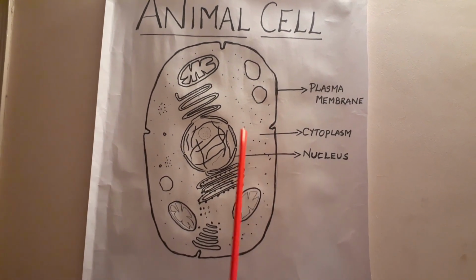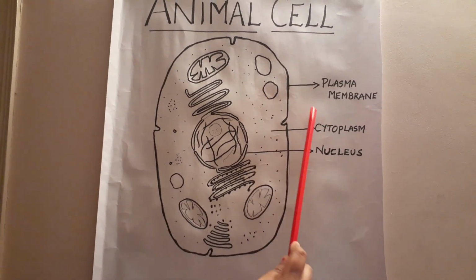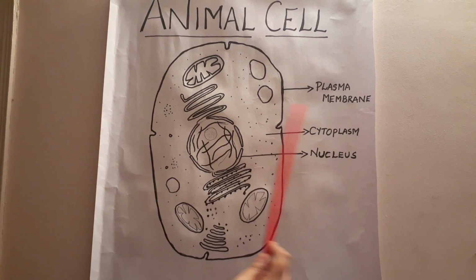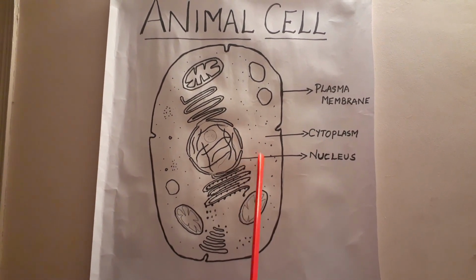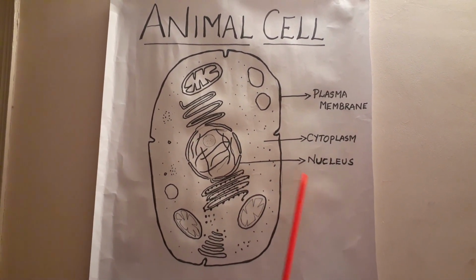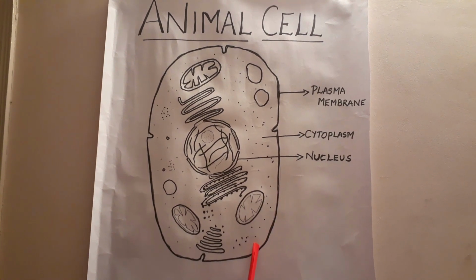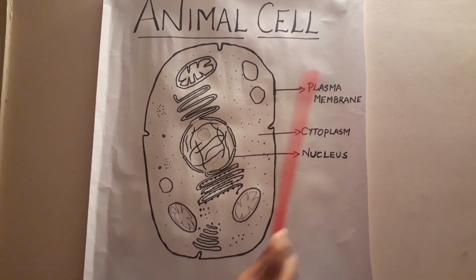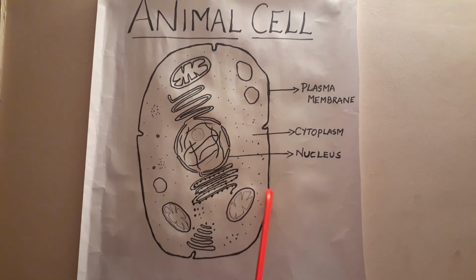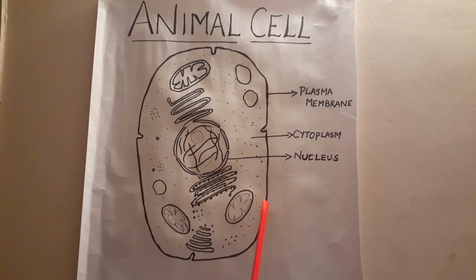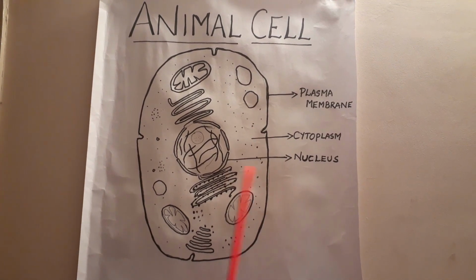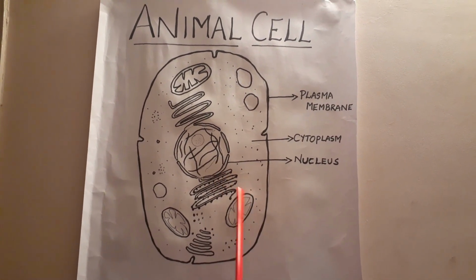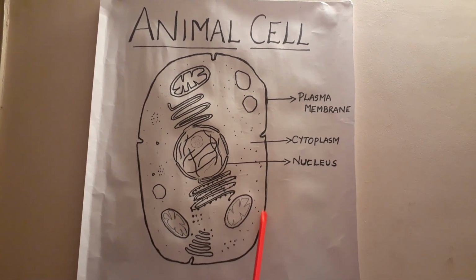For entry and exit, it will not allow everything to get inside and everything to go outside. So this is selectively permeable. One of the main features of the plasma membrane is that it is selectively permeable. It will not allow all things to get inside and all things to exit through this membrane.